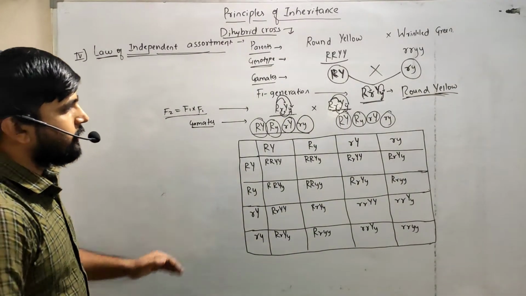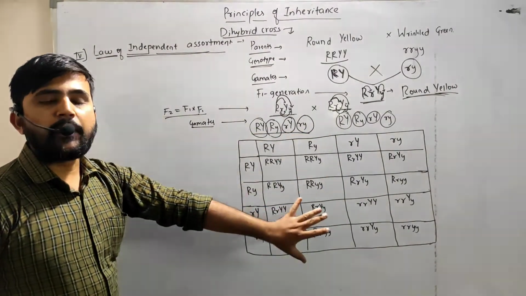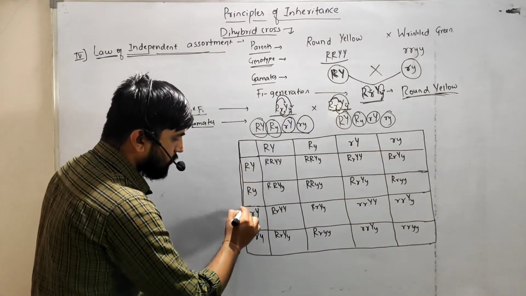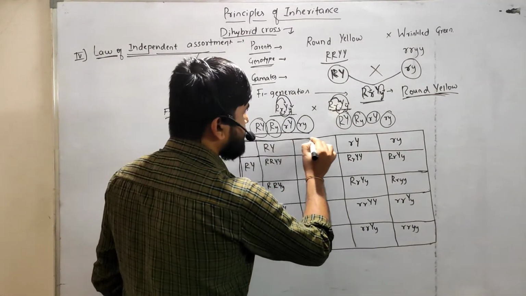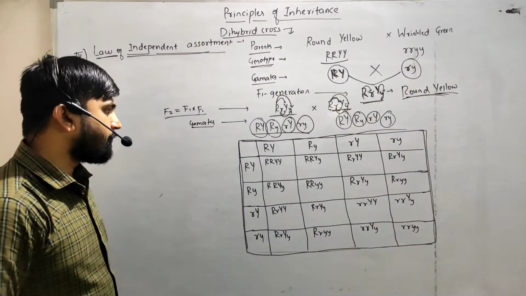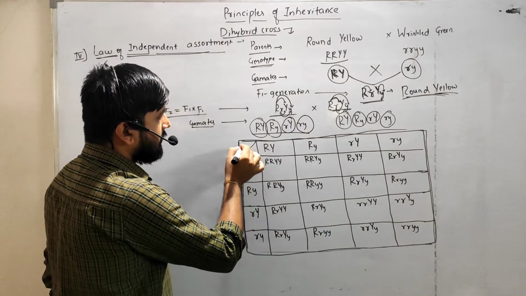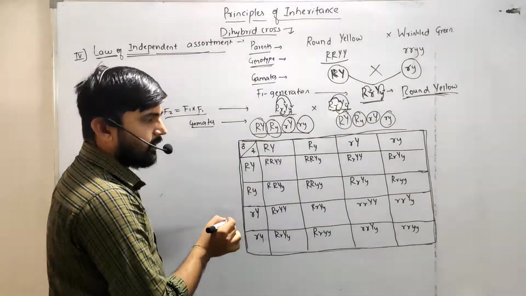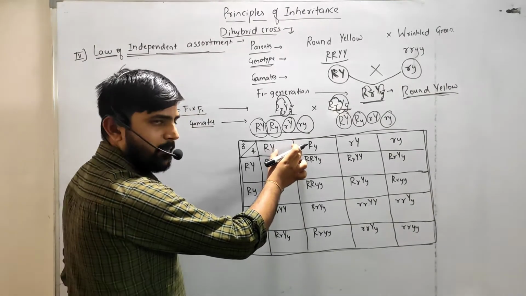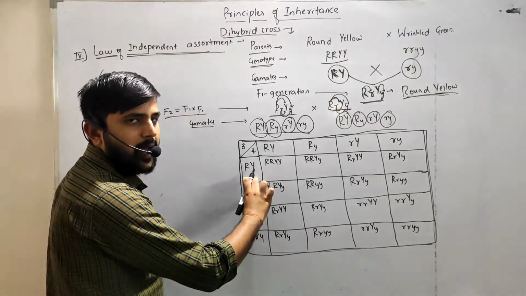Okay, so this cross is made simple by plotting a Punnett square. This is the Punnett square, or checkerboard. Here we take a male with a female. This is one parent's gametes and this is the other parent's gametes.